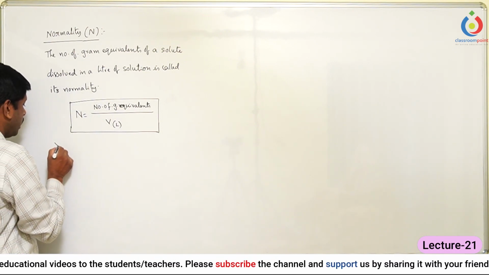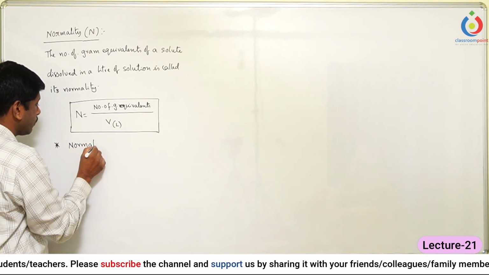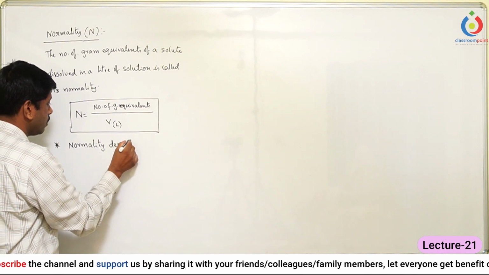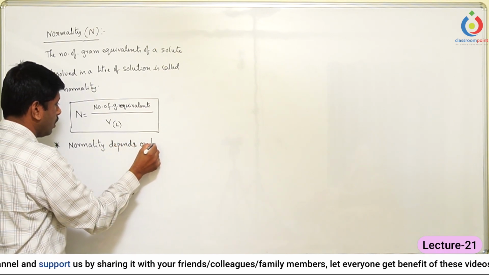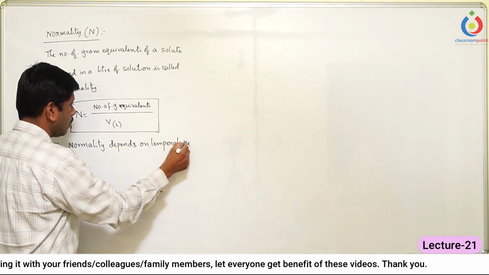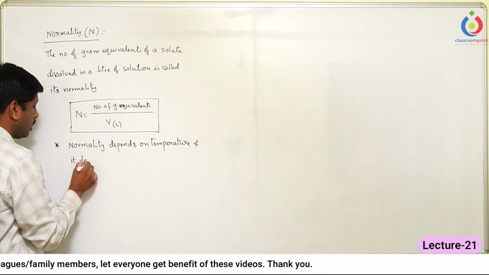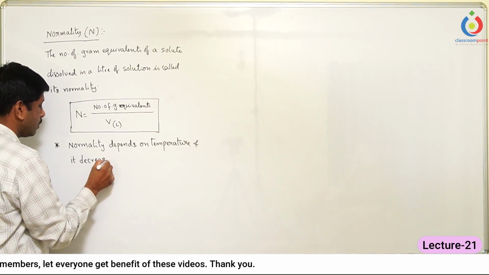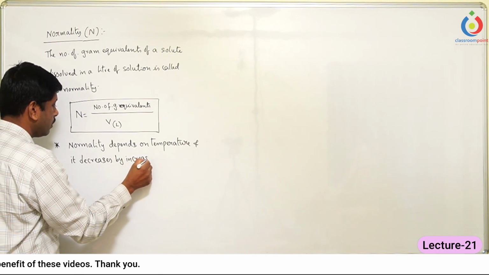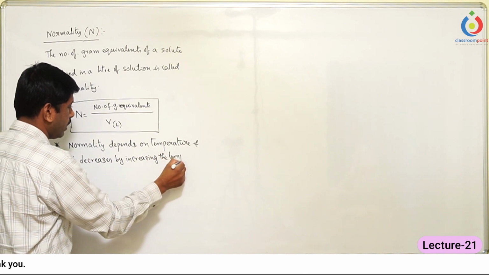So here we can write that normality depends on temperature, and it decreases by increasing the temperature.